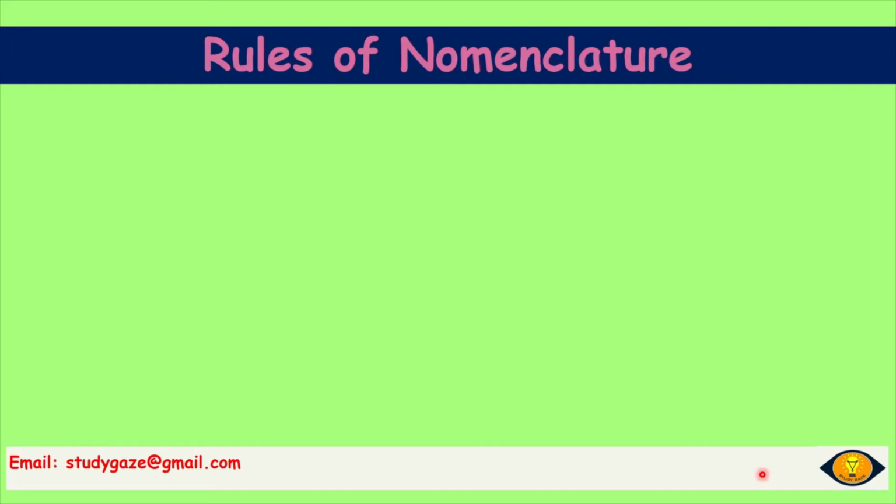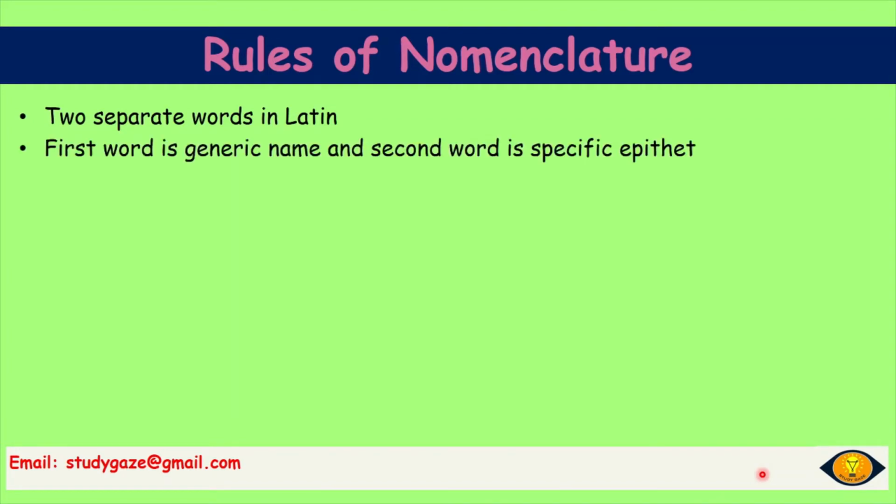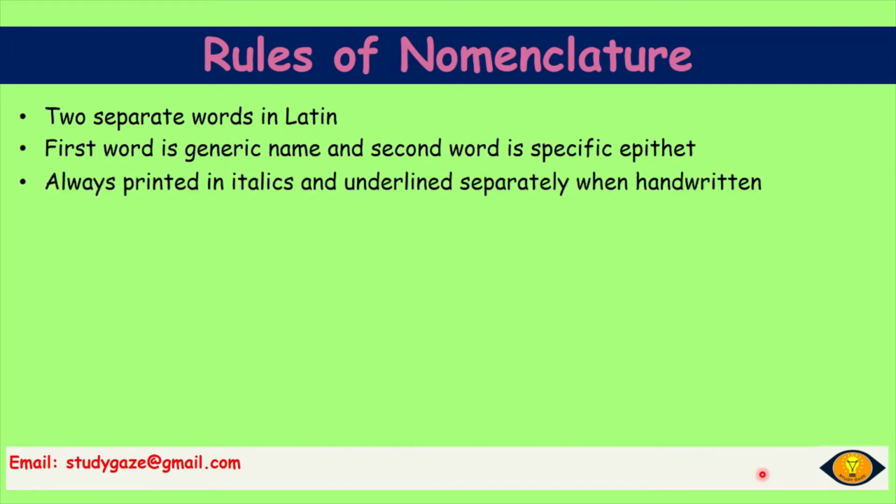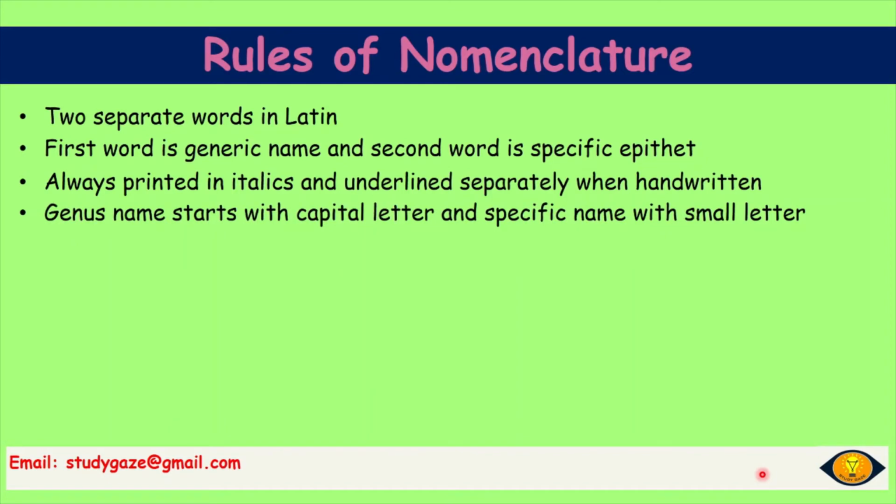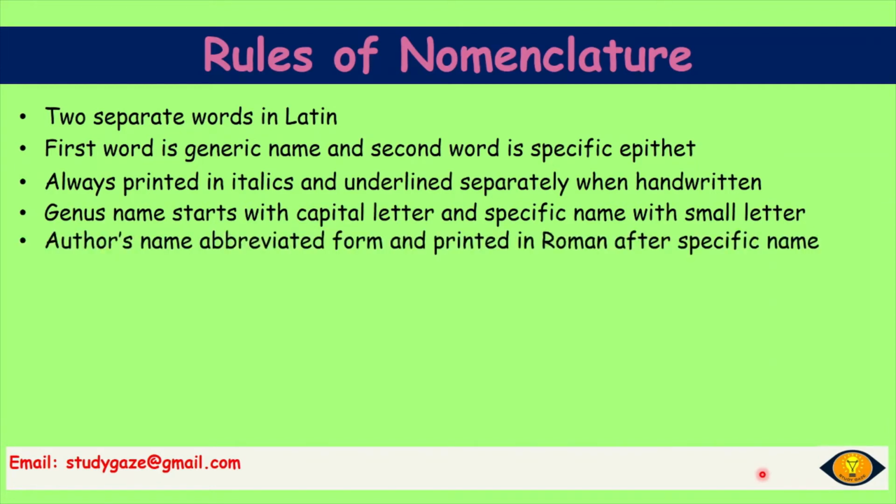Let's know the rules of nomenclature. It has two separate words in Latin. First word is generic name and second word is specific epithet. It is always printed in italics and underlined separately when handwritten. The genus name starts with a capital letter and the specific name with a small letter. Author's name is in abbreviated form and printed in Roman after the specific name.